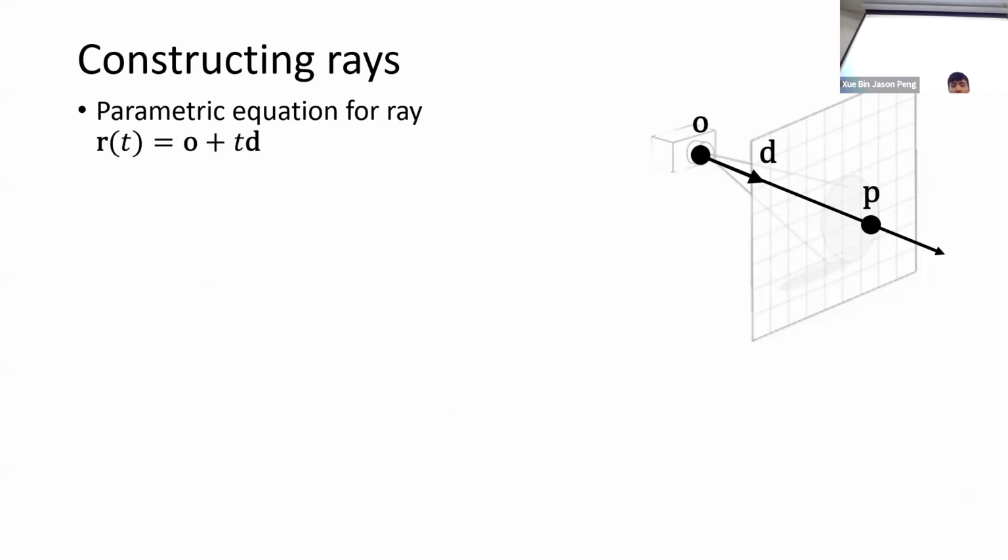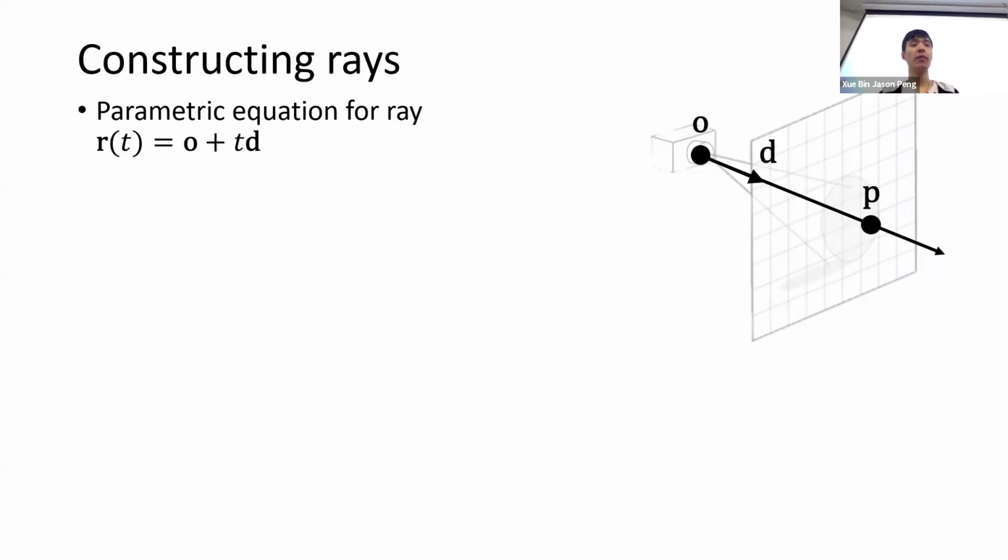Okay, but for this lecture, we are going to take a look into some of the details of how we actually implement this ray casting operation. So for every pixel in the scene, we have to cast a ray starting at the origin of the camera and that passes through that particular pixel. To construct this ray, we're going to represent it using the parametric equation of a line.